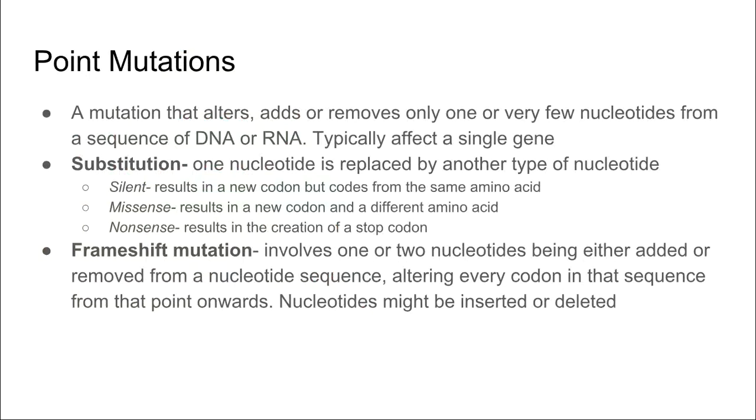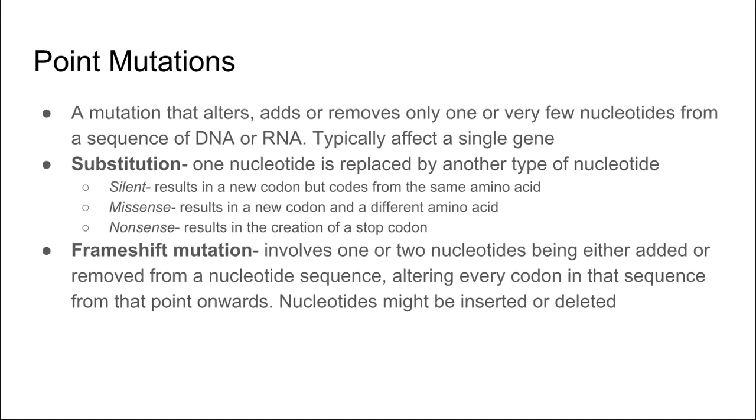The first example which we're going to look at is point mutations, and these are mutations that alter, add, or remove only one or very few nucleotides, and it's usually affecting a single gene due to how few nucleotides it plays with. So these point mutations can either be substitutions or frame shifts. A substitution is where one nucleotide is replaced by another, and they can either be silent substitutions, missense substitutions, or nonsense substitutions. Silent results in a new codon, but this codon codes for the same amino acid.